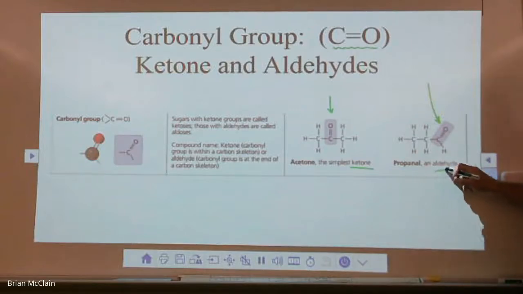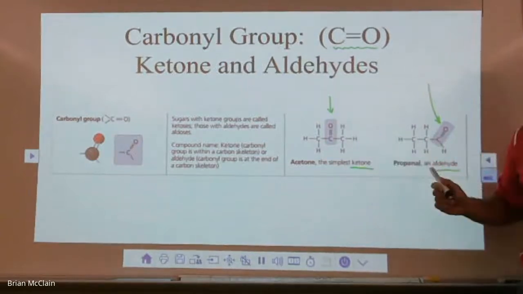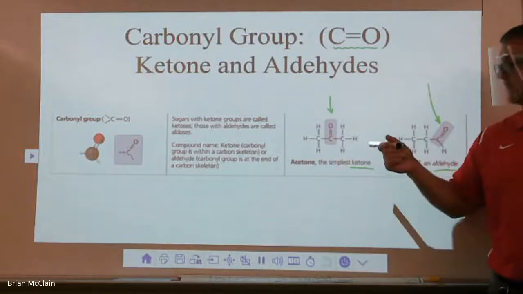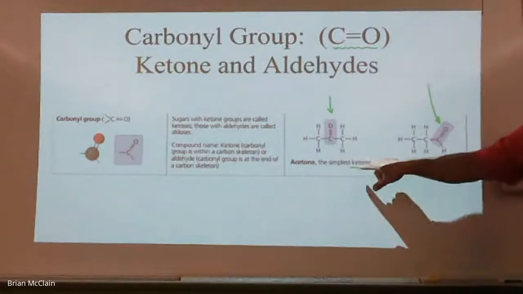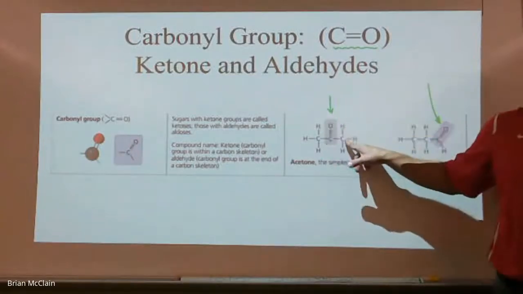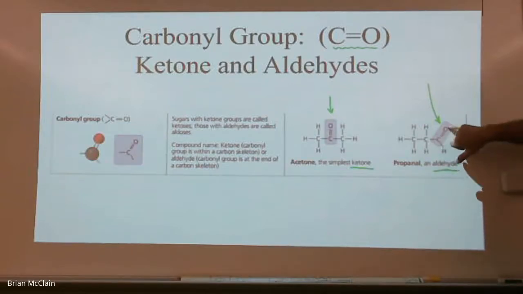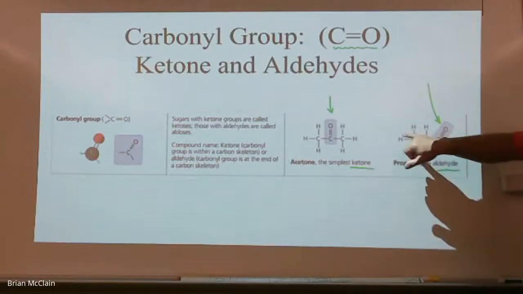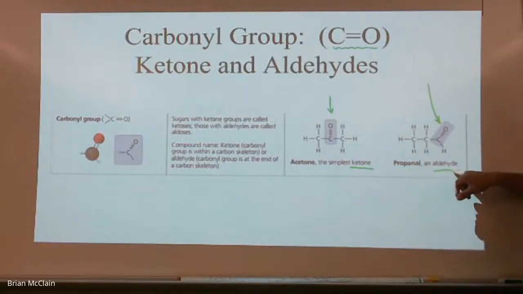That's called an aldehyde. So here's my easy way to remember the difference between, is it a ketone or an aldehyde? The key goes inside the lock. In a ketone, it's inside the molecule. The hide is on the outside, right? The hide of an animal is on the outside. So the aldehyde is on the outside of the molecule. So if you have the carbon double bonded to the oxygen and it's on either end of the molecule, that's going to be an aldehyde.